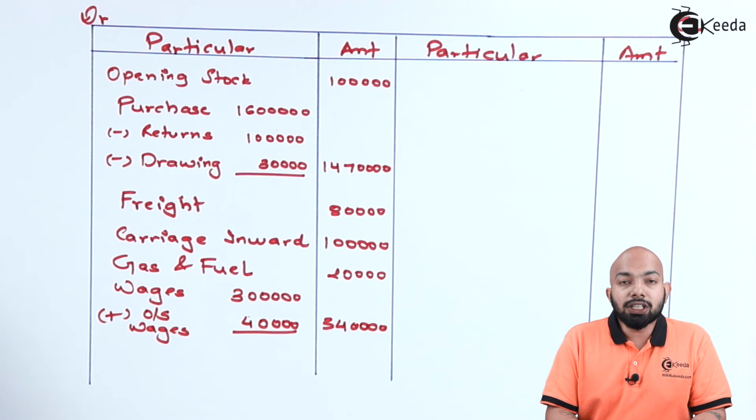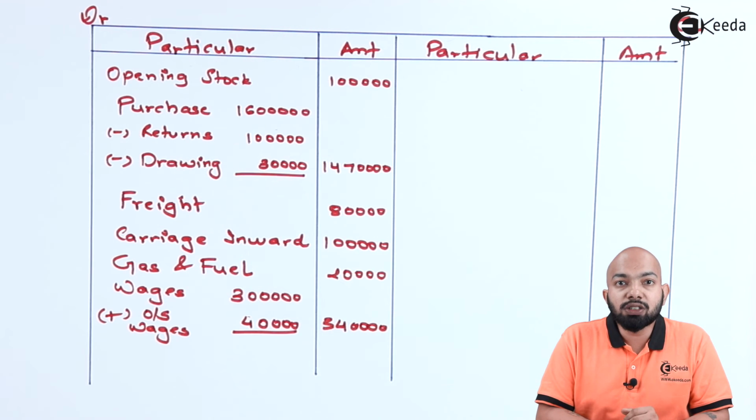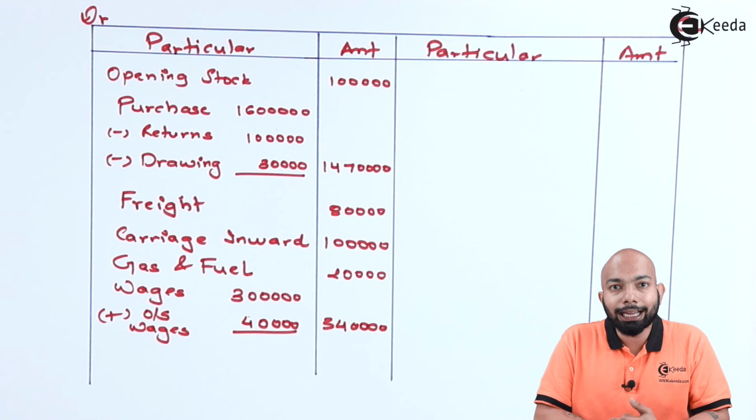That means the bifurcation being given as outstanding wages 40,000 and the total wages amount which has been mentioned in trial balance as 3 lakh. So the total of 3,40,000 has been mentioned in the outer column of trading account. So here we complete the total of debit side of trading account.